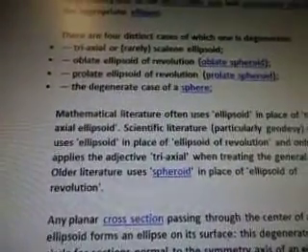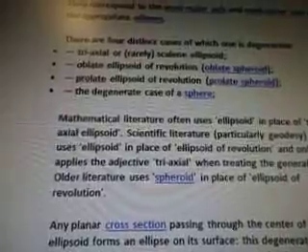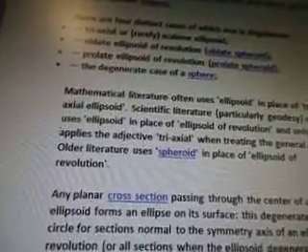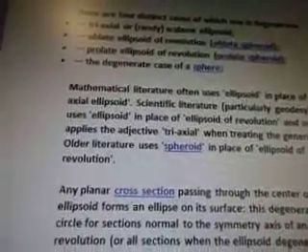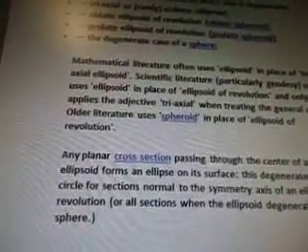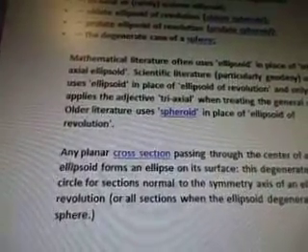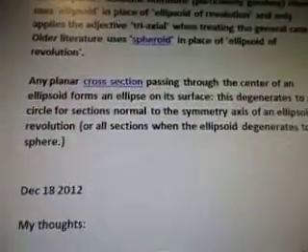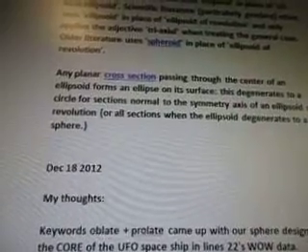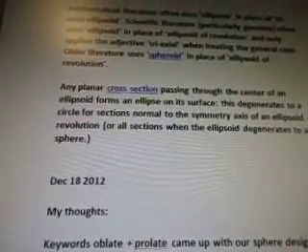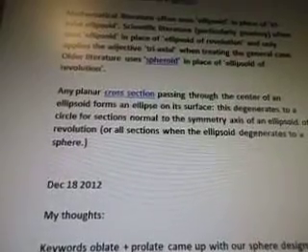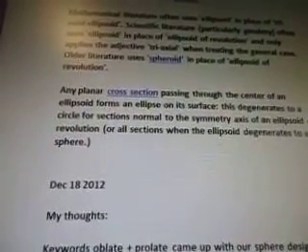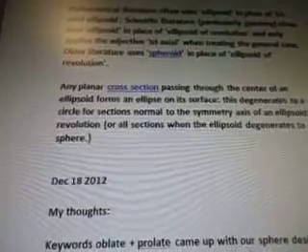Mathematical literature often uses ellipsoid in place of triaxial ellipsoid. Scientific literature, particularly geodesy, often uses ellipsoid in place of ellipsoid of revolution and only applies the adjective triaxial when treating the general case. Older literature uses spheroid in place of ellipsoid of revolution. Any planar cross-section passing through the center of an ellipsoid forms an ellipse on its surface. This degenerates to a circle for sections normal to the symmetry axis of an ellipsoid of revolution, or all sections when the ellipsoid degenerates to a sphere.